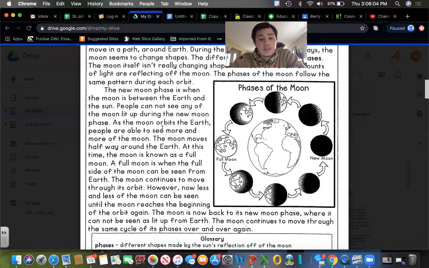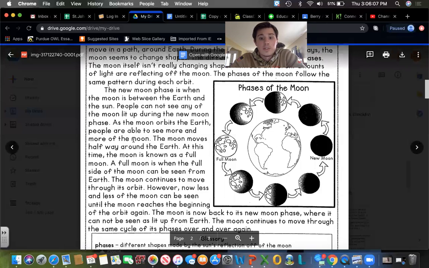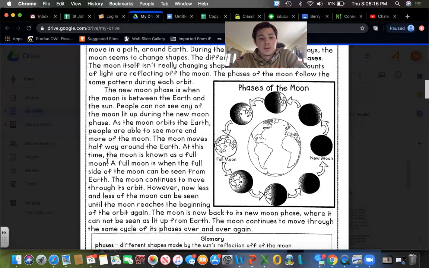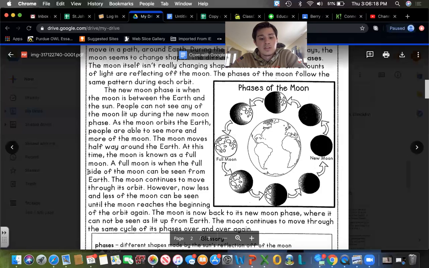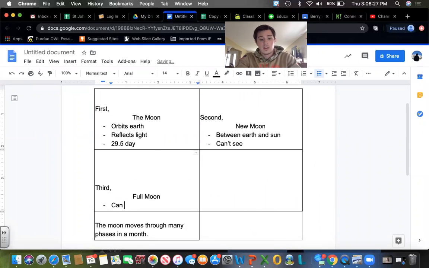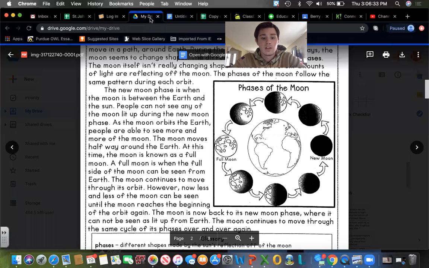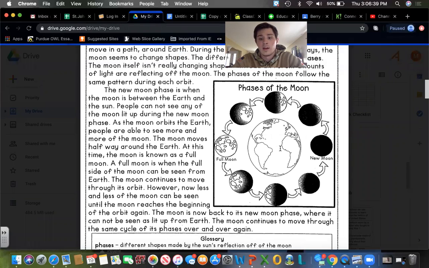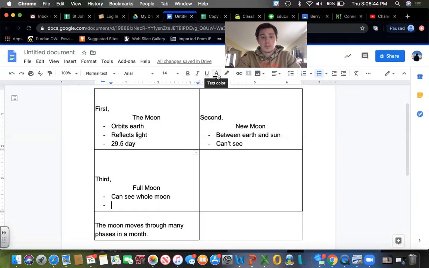So as the moon orbits the Earth, people are able to see more and more of it. The moon moves halfway around the Earth. So it started here, it's moved halfway around, right? At this time, the moon is known as a full moon. A full moon is when the full side of the moon can be seen from Earth. So for the first thing I'm going to talk about, can see whole moon. Perfect. We can also mention that at this point it is halfway in its orbit around the Earth. That's going to be my next point I'm going to talk about.